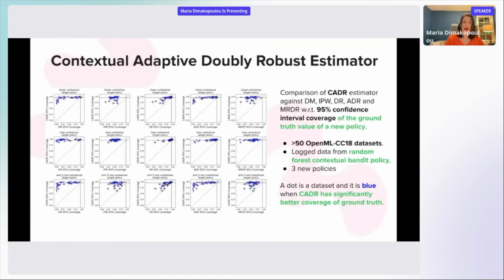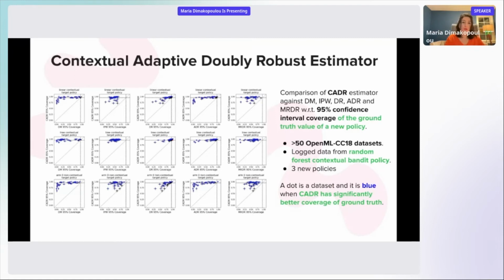And here we compare our contextual adaptive doubly robust estimator against many other estimators in the literature in terms of robustness of the confidence intervals on more than 50 public classification datasets. And again, we converted the classification dataset into a contextual bandit logged by a random forest bandit, and then evaluated how often the true value of 3 new, completely different policies, each one shown in each one of these 3 rows over here, falls within the 95% confidence interval of the estimator. So how often the 95% confidence interval of our estimator covers the ground truth of these new policies. And this is called coverage.